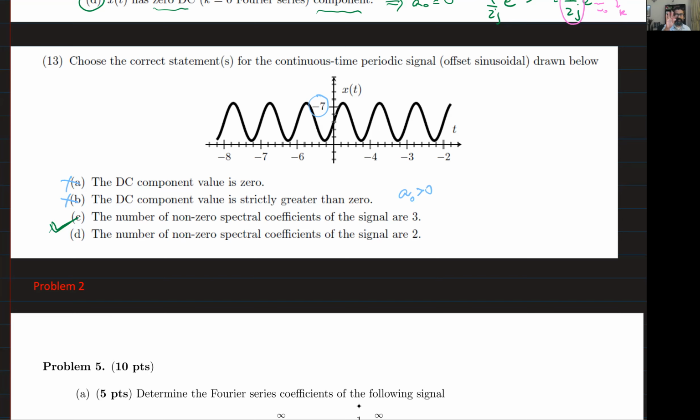Right, because sin has two. There is a plus omega naught and there is minus omega naught. And then since there is an offset here as well, A naught would also be non-zero. So C is the answer. Right, and if C is the answer, of course, D cannot be the answer.